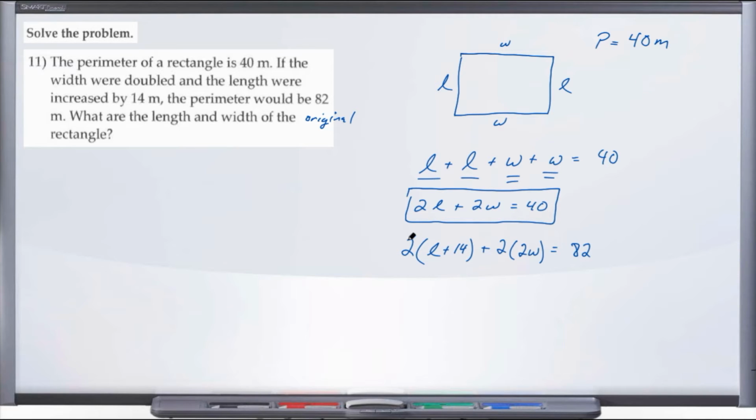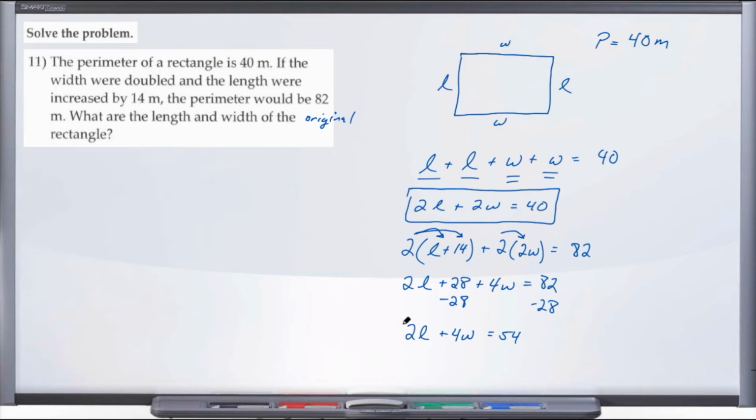All right, well, let's go ahead and work this out. Let's clean up the left side here. So we're going to distribute this 2 through, and then distribute this 2 through. And we have 2 times L, well, that gives us 2L. And 2 times 14, well, that gives us 28. And then plus, and now distributing this 2, we have 4W equals 82. And let's go ahead and move this constant over. So we'll subtract 28 from both sides, leaving us with 2L plus 4W, and that's going to equal, let's see, 54, I believe.